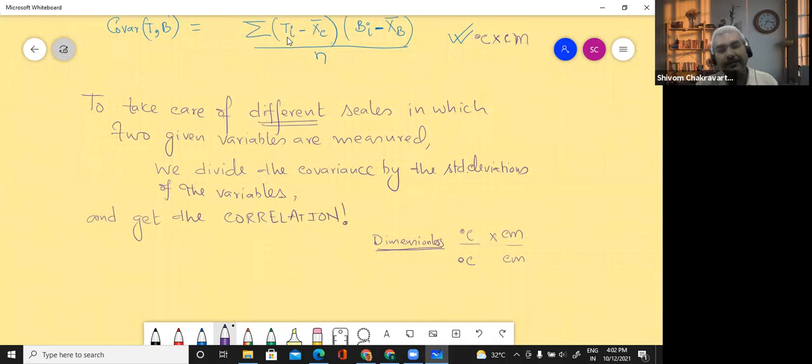That is why we need correlation, to take care of two variables being in different scales, which is very much possible. Correlation would be written as R. This widely used correlation is also Pearson's correlation coefficient. Covariance is sometimes written just as COV, so COV is also a symbol for covariance.